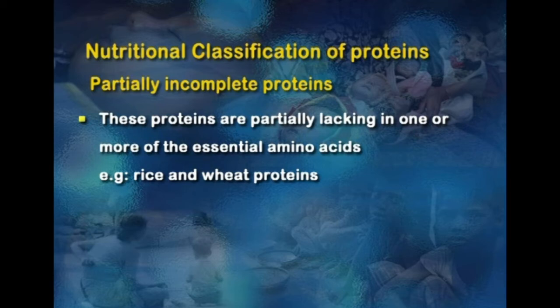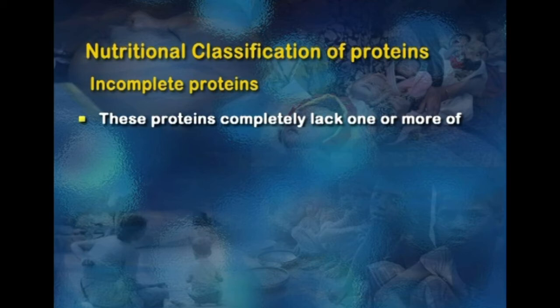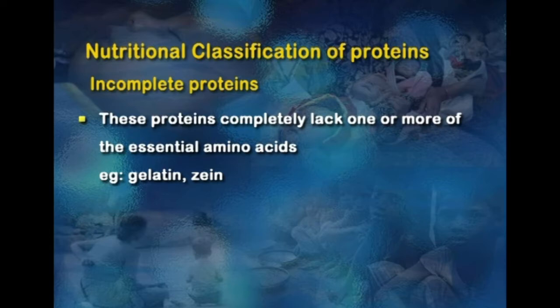They are deficient in lysine. Incomplete proteins. These proteins completely lack one or more of the essential amino acids. Example, gelatin and zein which is present in corn.